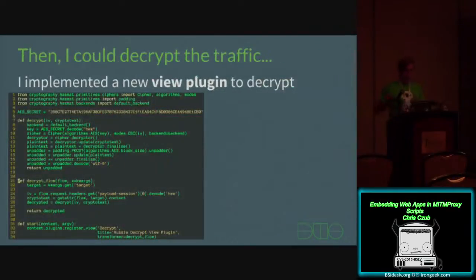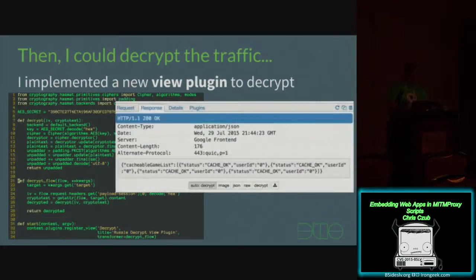So after I wrote my little routine, I was able to decrypt the traffic, which you can see on the left there. And then I used my new Vue plugin support to create a Vue plugin. So now we actually get JSON on the front end. Sweet.